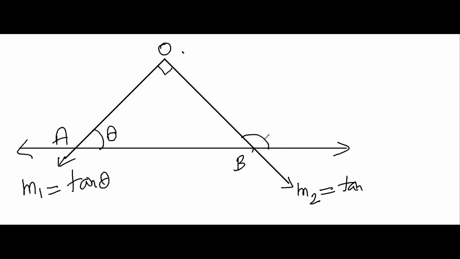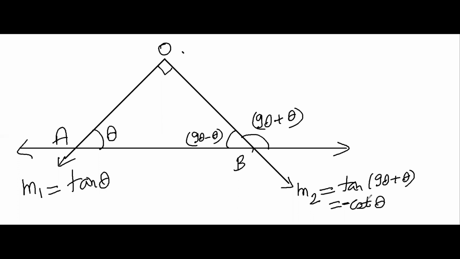Now, what is this angle? From the exterior angle theorem, this particular angle will be 90 plus theta. And this angle will be 90 minus theta. So I can write m2 as tan of 90 plus theta, which is minus cot theta. This you have to remember. You have to learn this by heart.